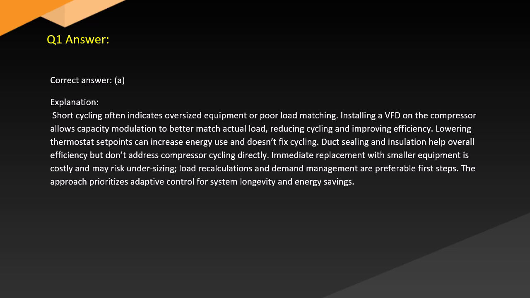Lowering thermostat setpoints can increase energy use and doesn't fix cycling. Duct sealing and insulation help overall efficiency but don't address compressor cycling directly. Immediate replacement with smaller equipment is costly and may risk undersizing. Load recalculations and demand management are preferable first steps. The approach prioritizes adaptive control for system longevity and energy savings.